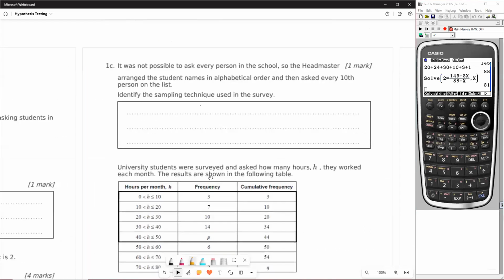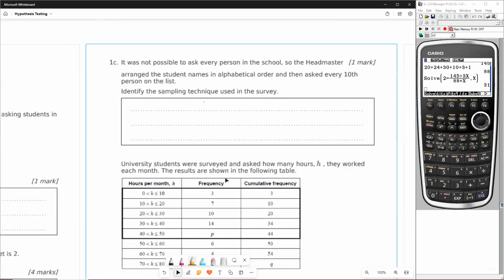It was not possible to ask every person in the school, so the headmaster arranged the students' names in alphabetical order and then asked every 10th person on the list. Identify the sampling technique used. This is systematic sampling.